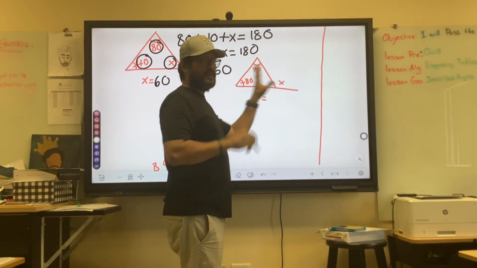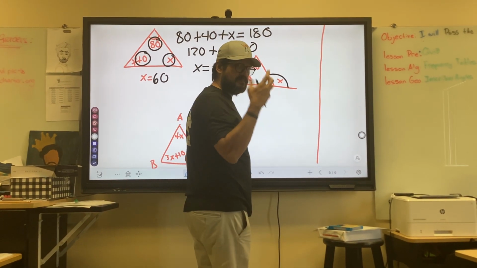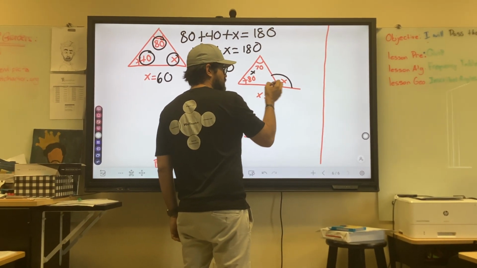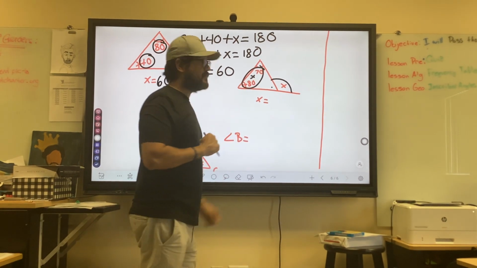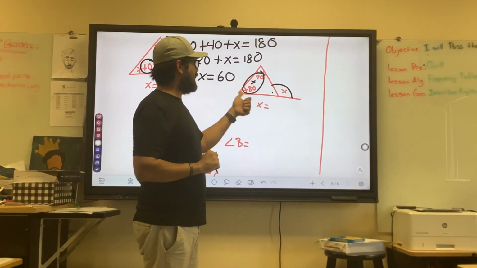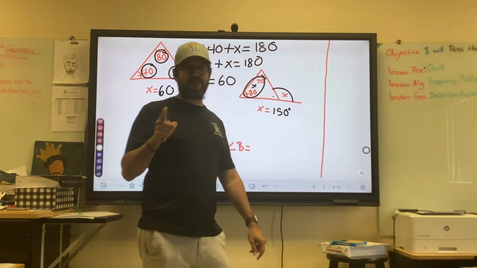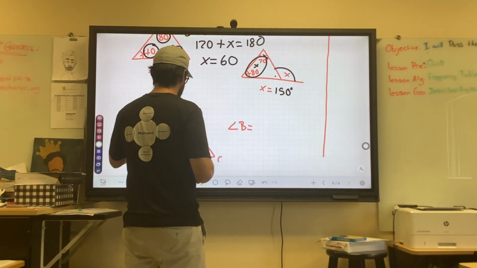Now for this one, remember that the exterior angle is the sum, meaning you add up, the 2 angles that it's not touching. So it's touching this one, so not that one. It's not touching these 2, so if you add them up, you'll know what that angle equals. So 80 plus 70 will make 150, and that's your final answer for that one.